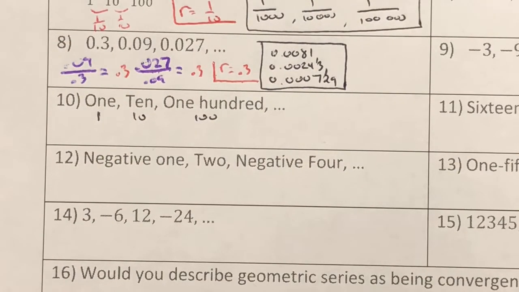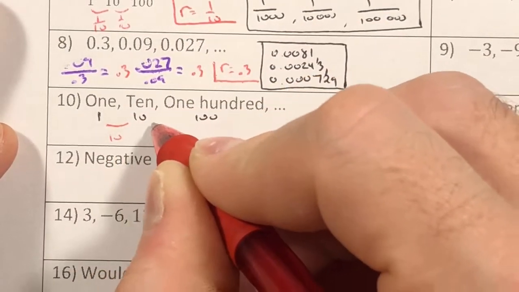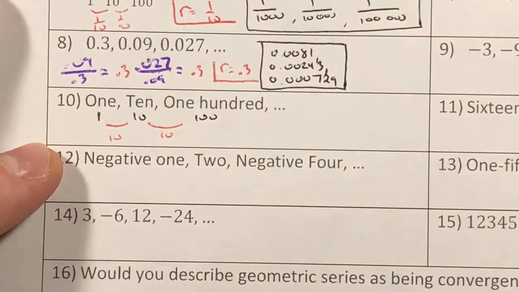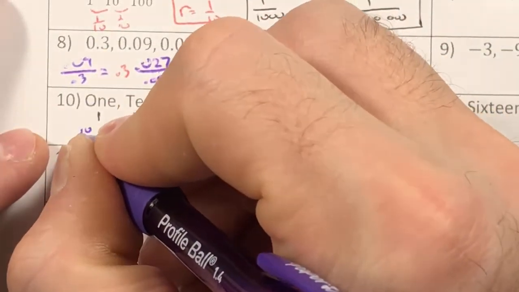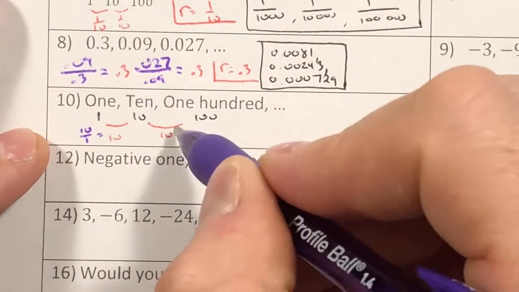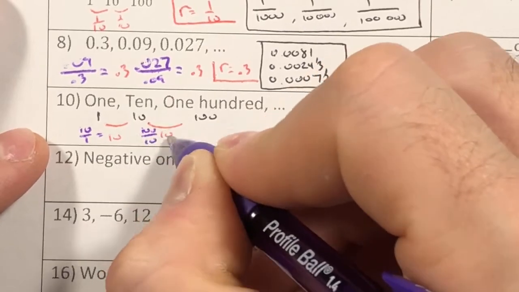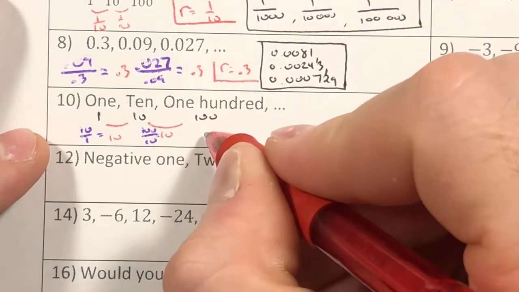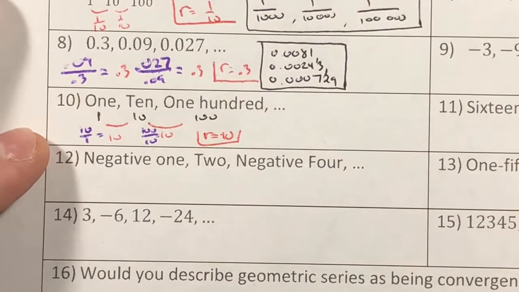I'm going to say, okay, 1 times what is 10? 10. Or if you wanted to do it similar to the method before, I could take the second term and divide it by the one previous. So 10 divided by 1 gives me 10. I could take the next term and divide it by the one before: 100 divided by 10 will give me 10. Either way, if you can spot it or if you need to deduce it, r equals 10. That'll allow us to figure out the next three terms.